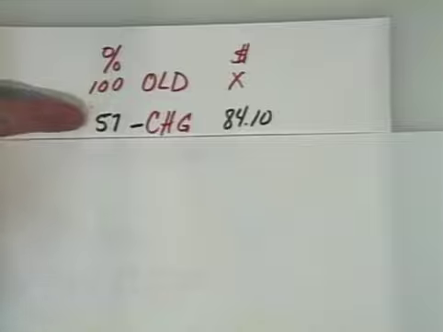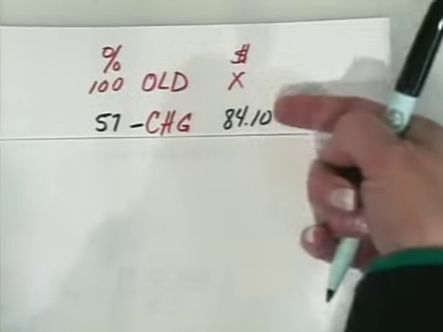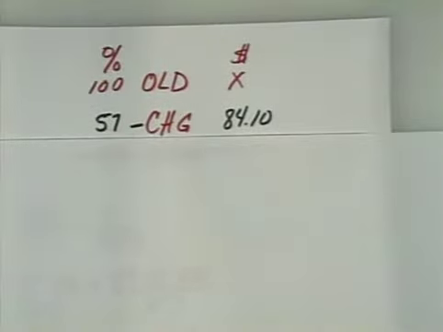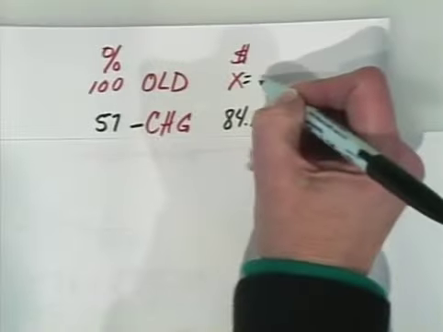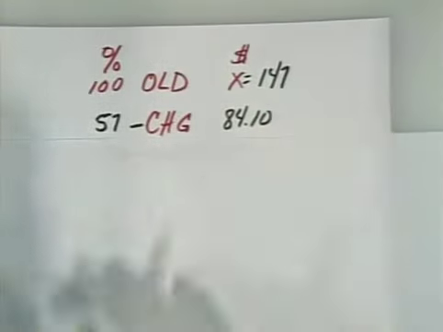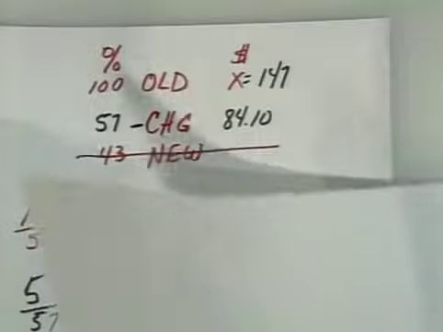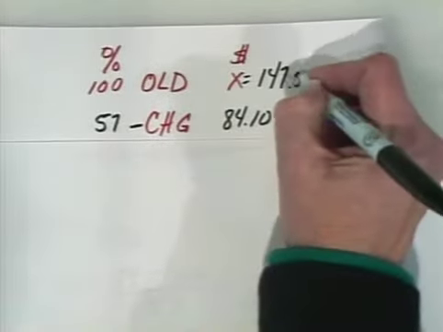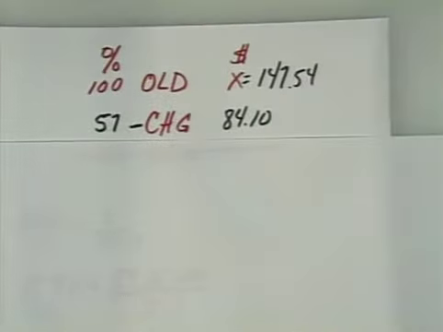You've got your 100 is to 57, proportionally the same as the x is to 8410. Okay. Let's finish this one then. If I know that the number that x is $147.54, how can I figure out what the new amount is?